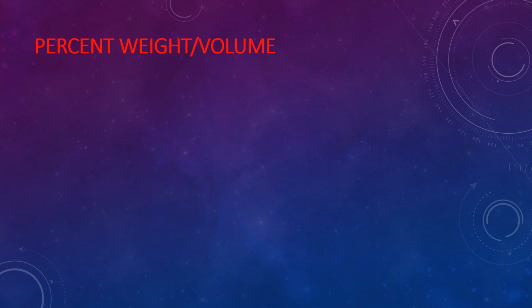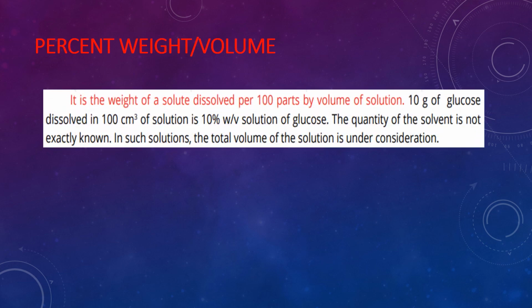Now what is the percent weight by volume? It is the weight of the solute, taken in terms of weight, dissolved in 100 parts by volume of the solution. For example, if 10 gram of glucose is dissolved in 100 cubic centimeter of the solution, it will be a 10% weight by volume solution.